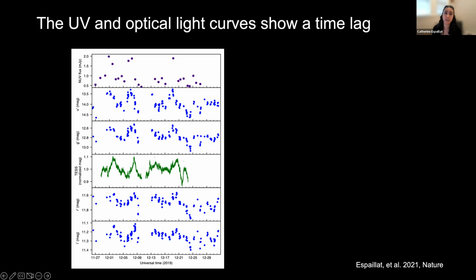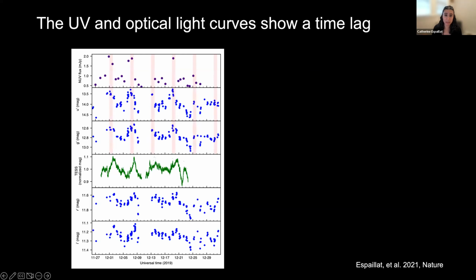So here are the NUV and optical light curves for Rigney. From top to bottom, we have NUV fluxes from SWIFT, U prime and G prime flux calibrated magnitudes from the Las Cumbres Observatory. Then we have TESS, the beautiful TESS light curve, and then R prime and I prime. And just a reminder, the TESS bandpass covers the R prime and I prime data. So daily changes appear in these light curves with a period of about 6 days, which is consistent with the 6.1 day rotation period of the star. And it's evidence of rotational modulation. So there's something on the surface of the star that's rotating in and out of view. And I'll show you, in this case, it's a hotspot.